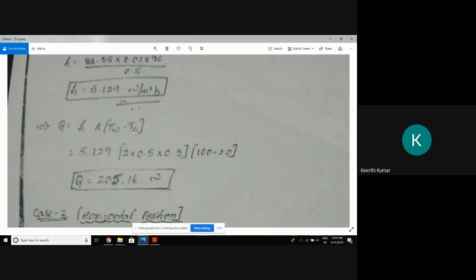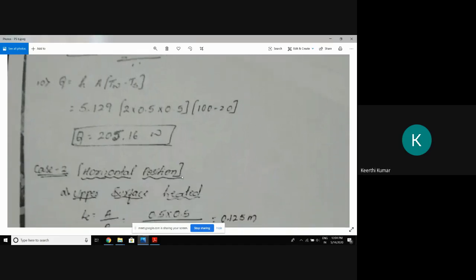Tw minus T infinity, that is 20 degrees centigrade. Fluid temperature is 20 degrees. If we calculate this, we get Q. So if the plate is kept vertically and the plate temperature is 100 and the air flows naturally on both the sides, then the rate of heat transfer is 205.16 watts. So this is for vertical position.